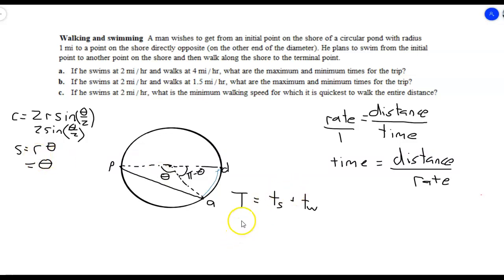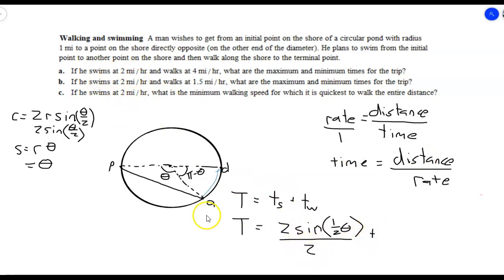But now I can set this objective function as t is equal to, remember, the time is the distance over the rate. So this first one here is going to be the chord length, so that's going to be 2 times the sine, and I'm going to call this, instead of pi theta over 2, I'm going to call it 1/2 theta. And then remember, this is the distance divided by the rate. So the rate of swimming is 2 miles per hour, so over 2.